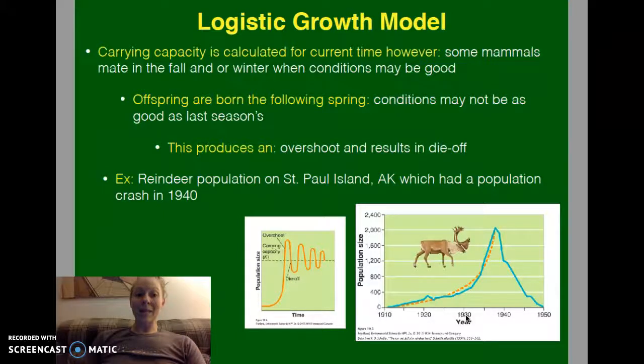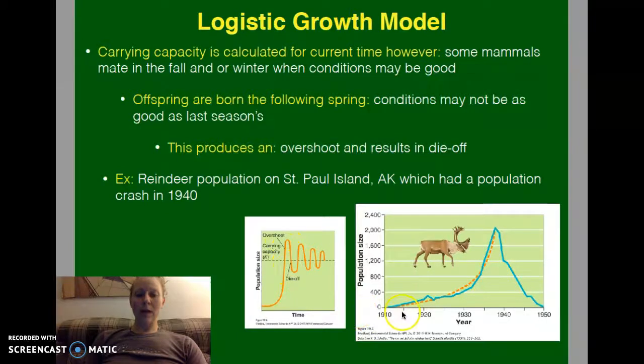Some mammals mate in the fall and winter, when the seasons are plentiful and there's plenty of resources. However, sometimes the next season may not be as good. And so that's where we get our overshoot. Right here, we were talking about that overshoot. So everything's good, everything's good, everything's good, and all of a sudden resources run out when the offspring are born in the spring, and that's when we have our crash here. So this is our overshoot, and it results in a die-off right here.